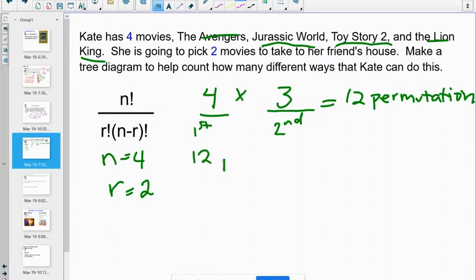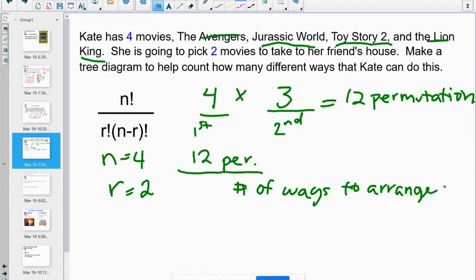we have to take our 12 permutations, and divide it by the number of ways to arrange them. What I mean by them is our 2 movies that we're picking. Two movies, so we have 2 factorial. Because if you arrange 2 movies, let's say we have our first movie and our second movie, the only other way it can be arranged is second and then first. So that's 2 different ways.